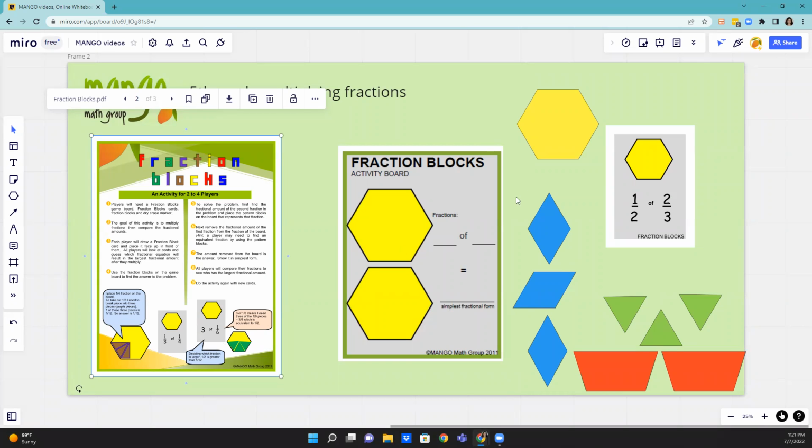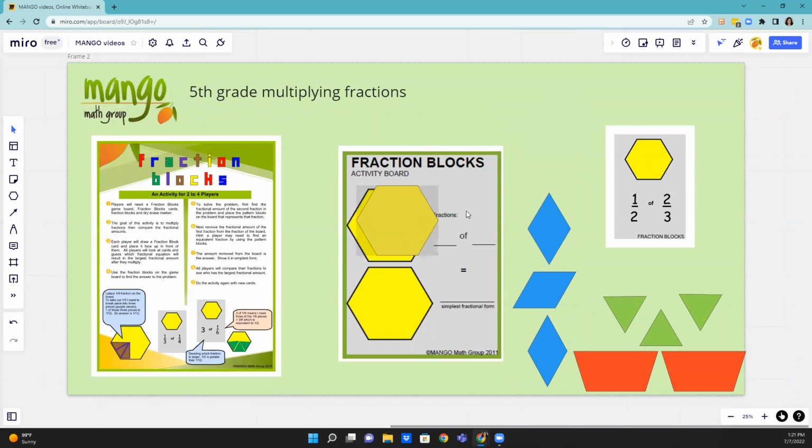So in this game, students will be using pattern blocks, and I let them play around with the pattern blocks to see what pattern blocks fit into what shapes and how many of each shape fits into this whole hexagon. And that's our one whole, the hexagon. So they can play with that, and then they'll draw a card to play the game. Everyone's going to do this fractional problem each on their own board and figure it out.